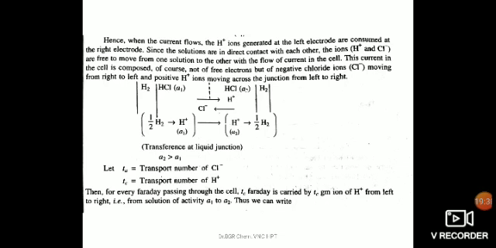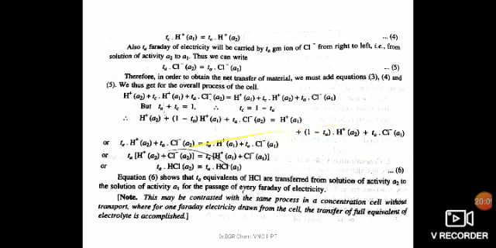So, transfer at the liquid junction, in this case A2 is greater than A1. Now, let Ta be the transport number of Cl minus and Tc the transport number of H plus ions. Then, for every Faraday of electricity passing through the cell, Tc Faraday is carried by Tc gram ion of H plus from left to right, that is from the solution of activity A1 to A2. Thus, we can write Tc into H plus A1 giving rise to Tc into H plus A2. Call that equation 4.